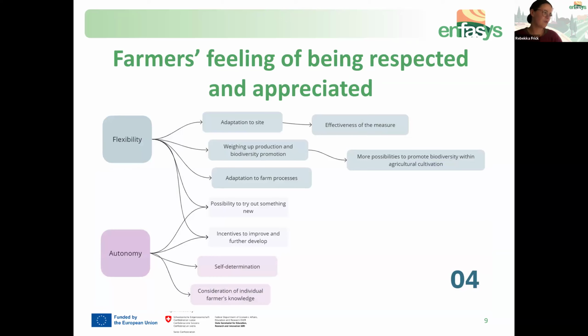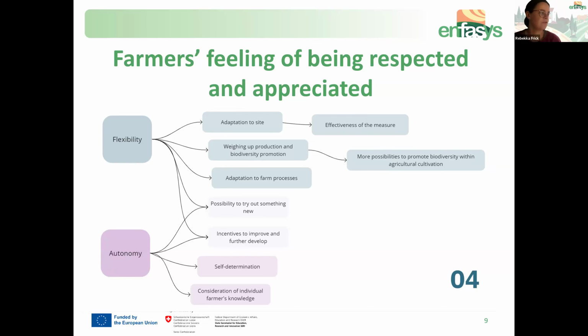I just would like to show you what we found from the qualitative study that we have conducted with our case study farmers, about their motivation to get engaged in the results-based scheme: that farmers' feeling of being respected and appreciated seems to be really an important theme. We have, of course, heard a lot of different aspects that are motivating factors for them to participate, but these 2 factors, flexibility and autonomy, have appeared everywhere.